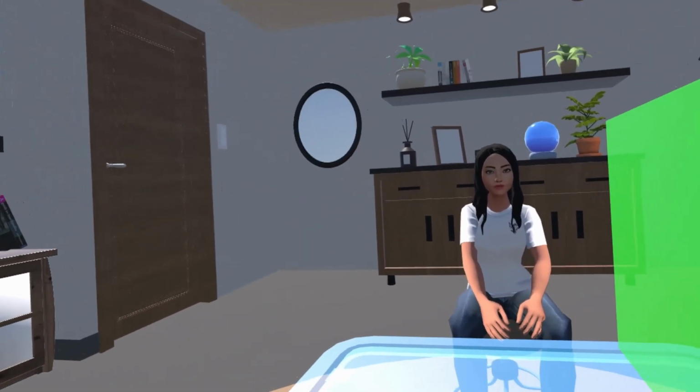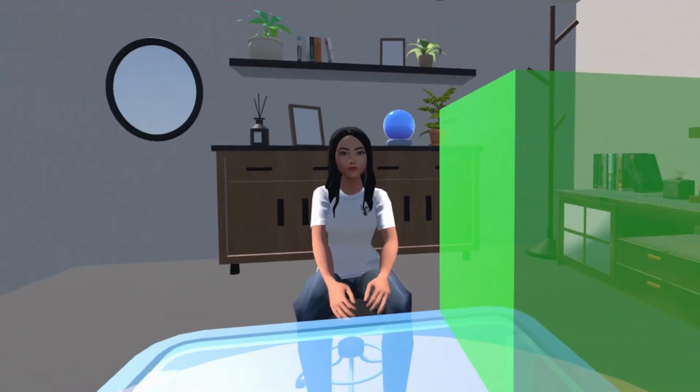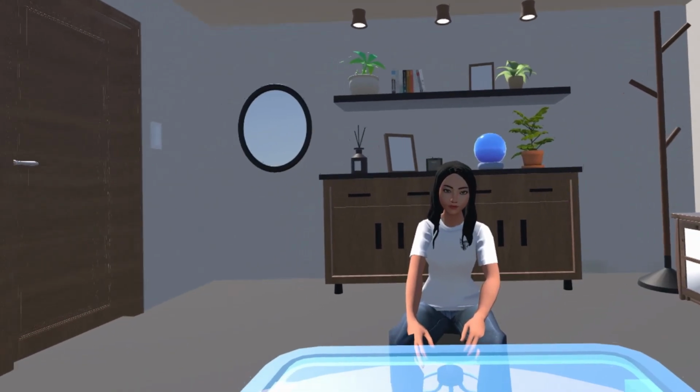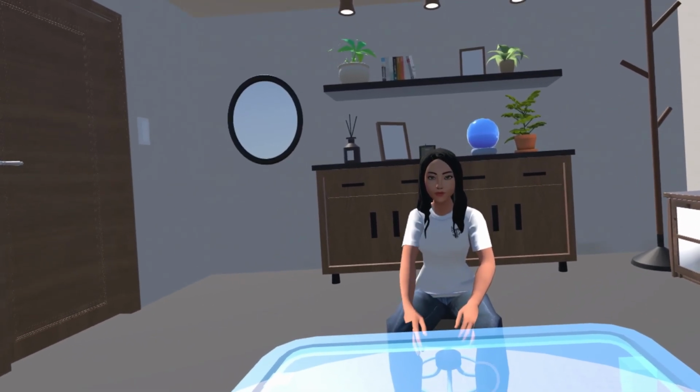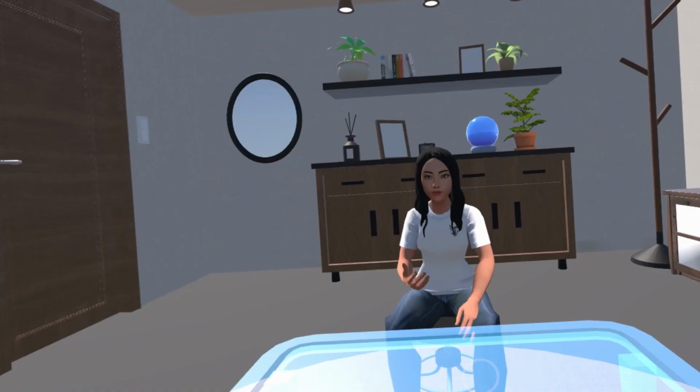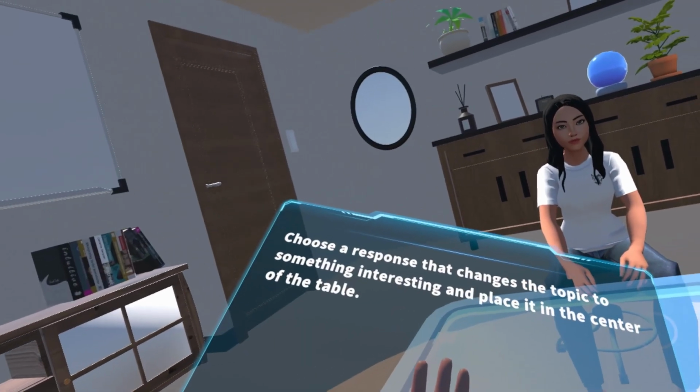Raise your hand to show that you want to start a new conversation. What's the fun story? Choose a response that changes the topic to something interesting and place it in the center of the table.